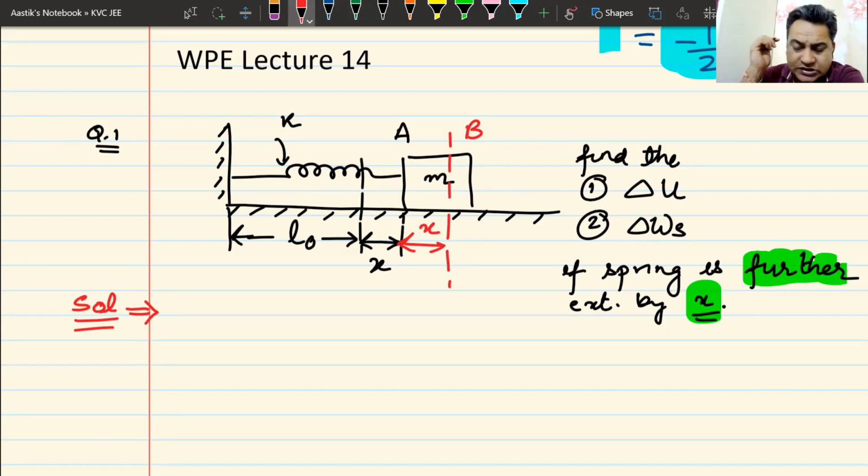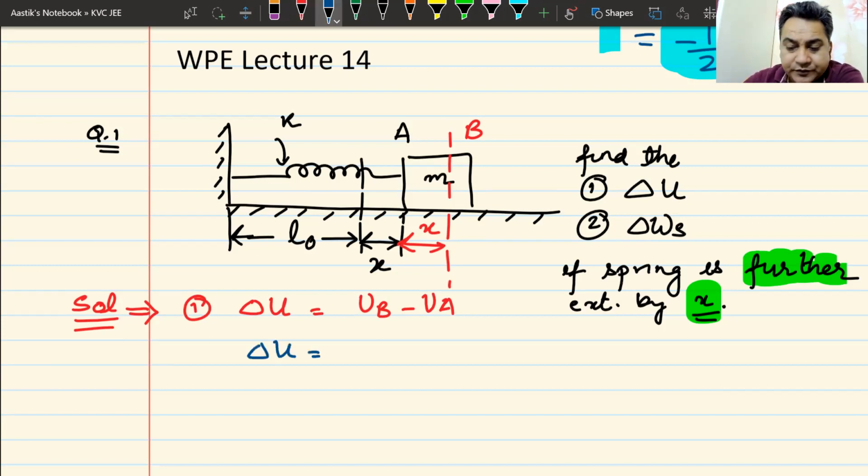I have to find the change in potential energy. So I'll solve problem number one first. That will be equal to energy at point B minus energy at point A, B being the final position and A being the initial position. I just need to put the values. So change in potential energy will be equal to energy at point B. Point B is this green point.